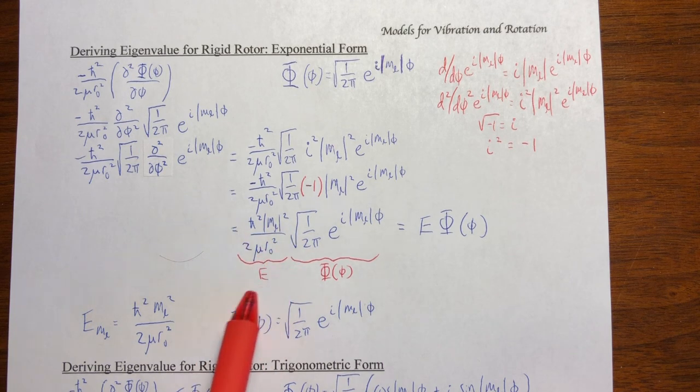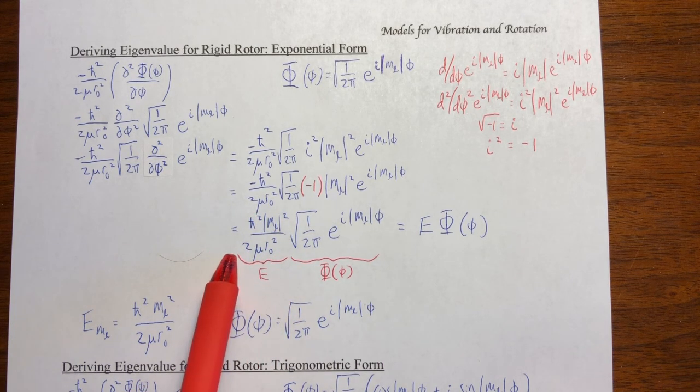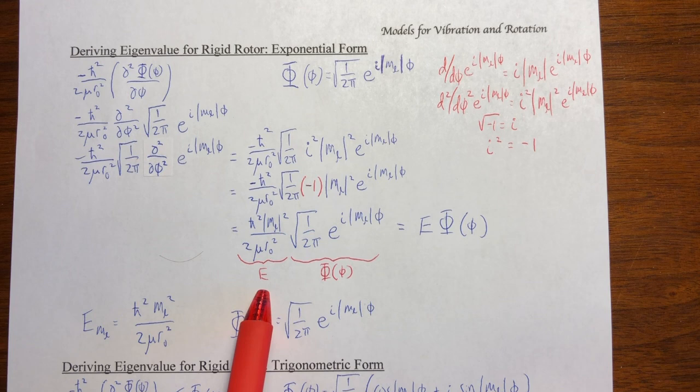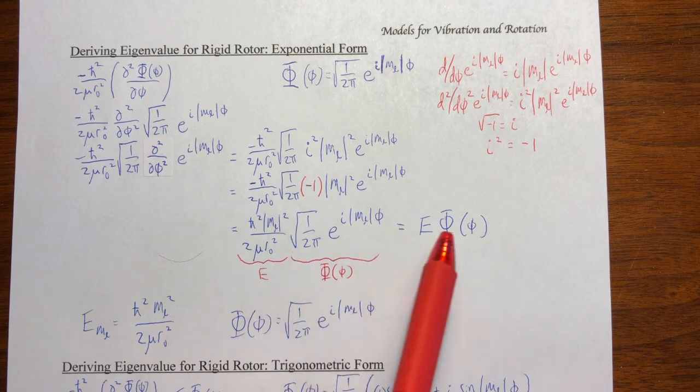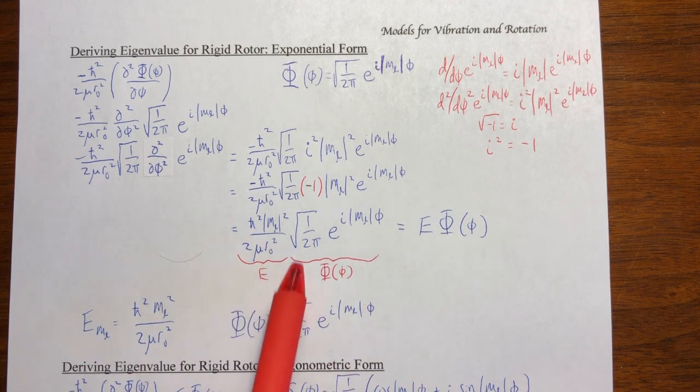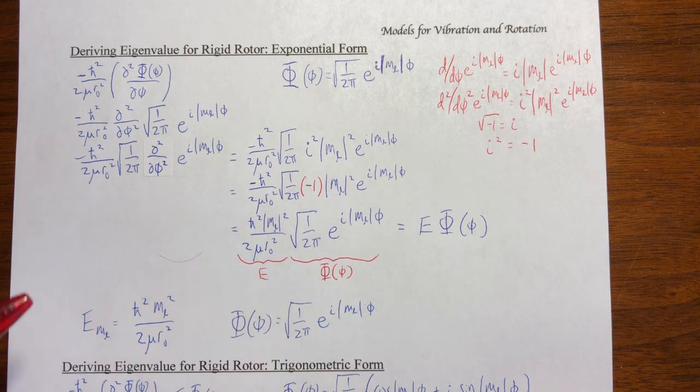Now, here we have this whole clump of constants, which is now equal to our eigenvalue for energy. And what we have here is our wave function brought back. And so now we have our derived eigenvalue. So our eigenvalue E sub m l is equal to h bar squared times m sub l squared over 2 mu r naught squared, and our wave function comes back normalized as root 1 over 2 pi times e raised to the i m sub l phi.